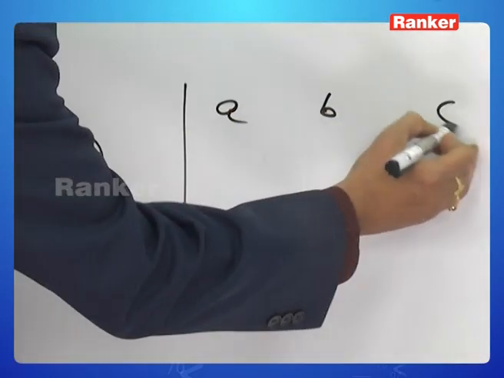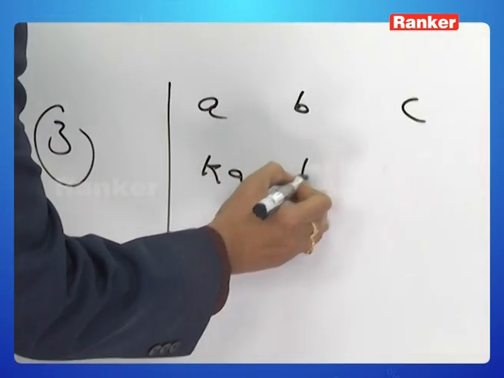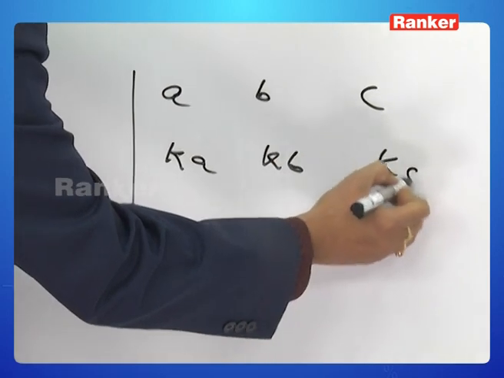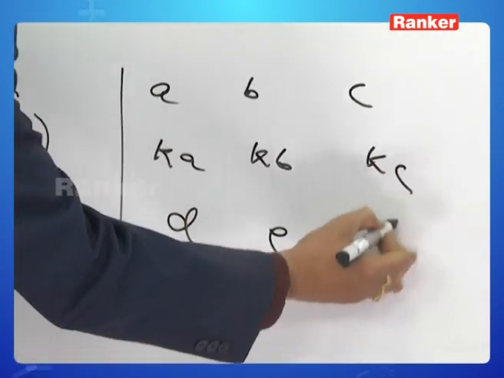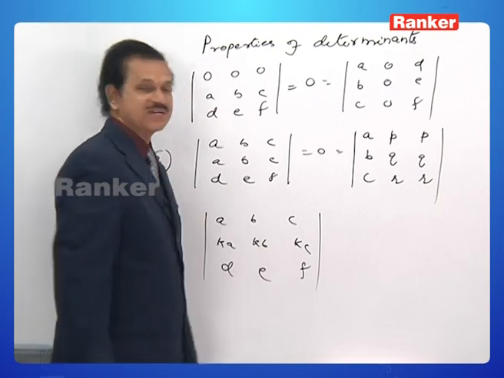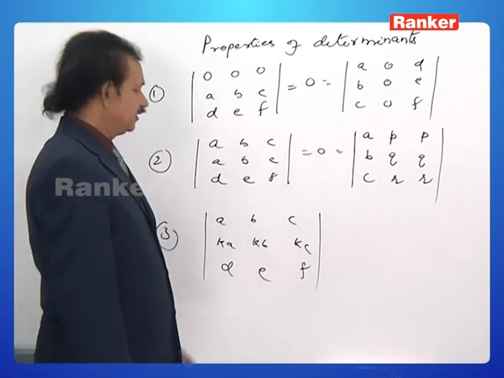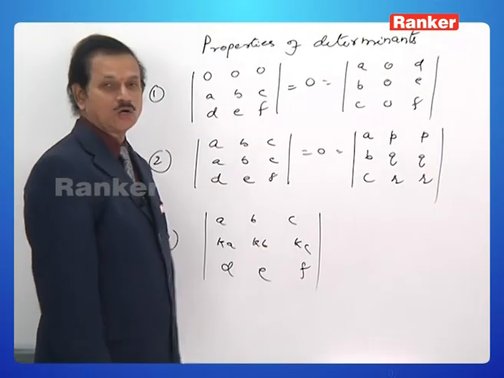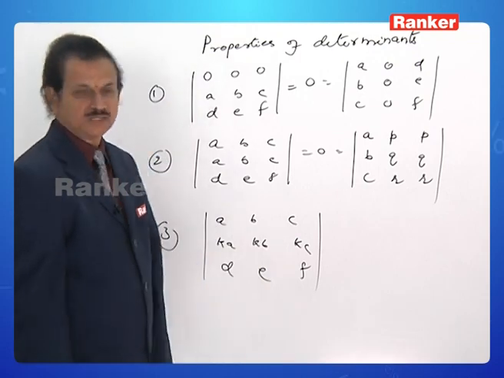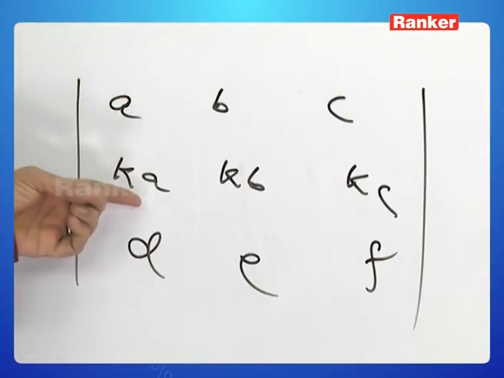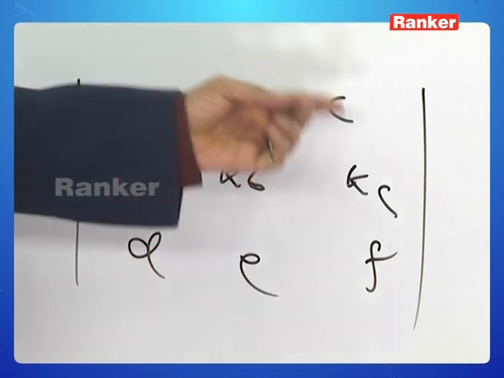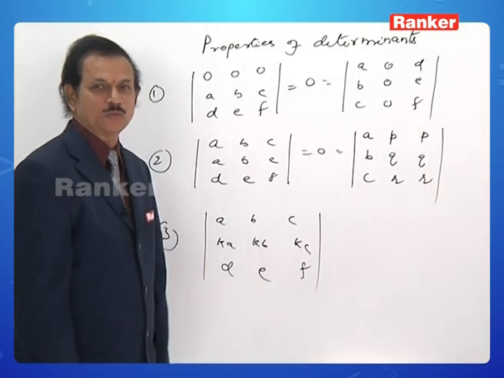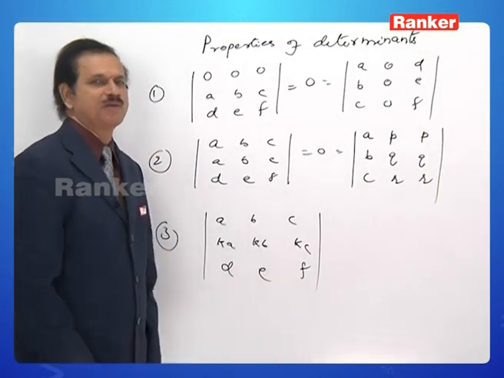A, B, C, kA, kB, kC, D, E, F. What do you understand from this? The elements of the first row and second row are proportional. That is, this element by this element is 1 by k. This by this, this by this, this by this, the ratios are equal. It does mean that they are proportional.